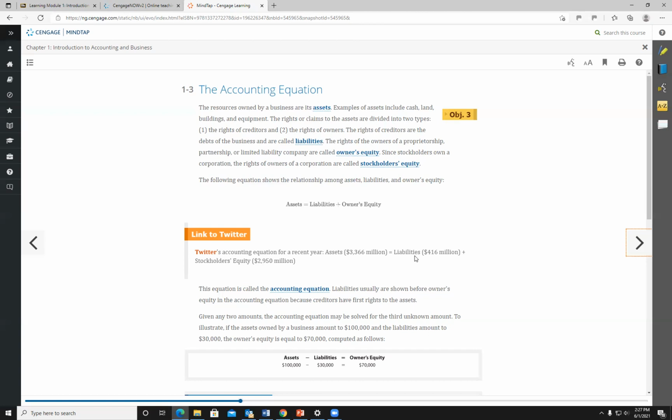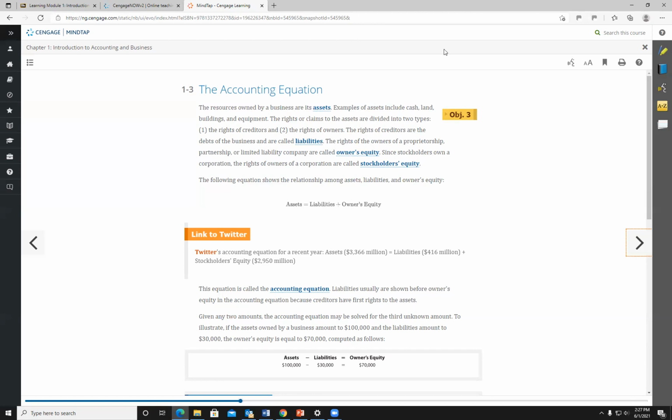With all that explained, again, your assets are all of the resources you own for your business. Your liabilities are debt, money that you owe to creditors. And then your equity is basically what's left over. So your assets less your liabilities equals your equity. But that's not your accounting equation.